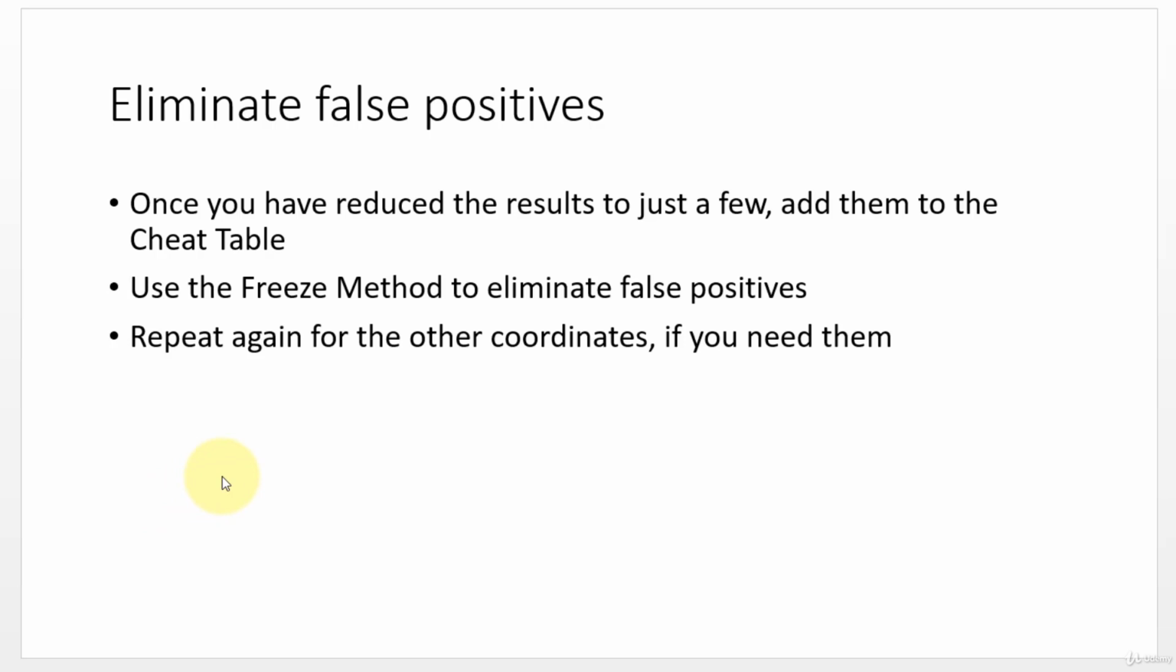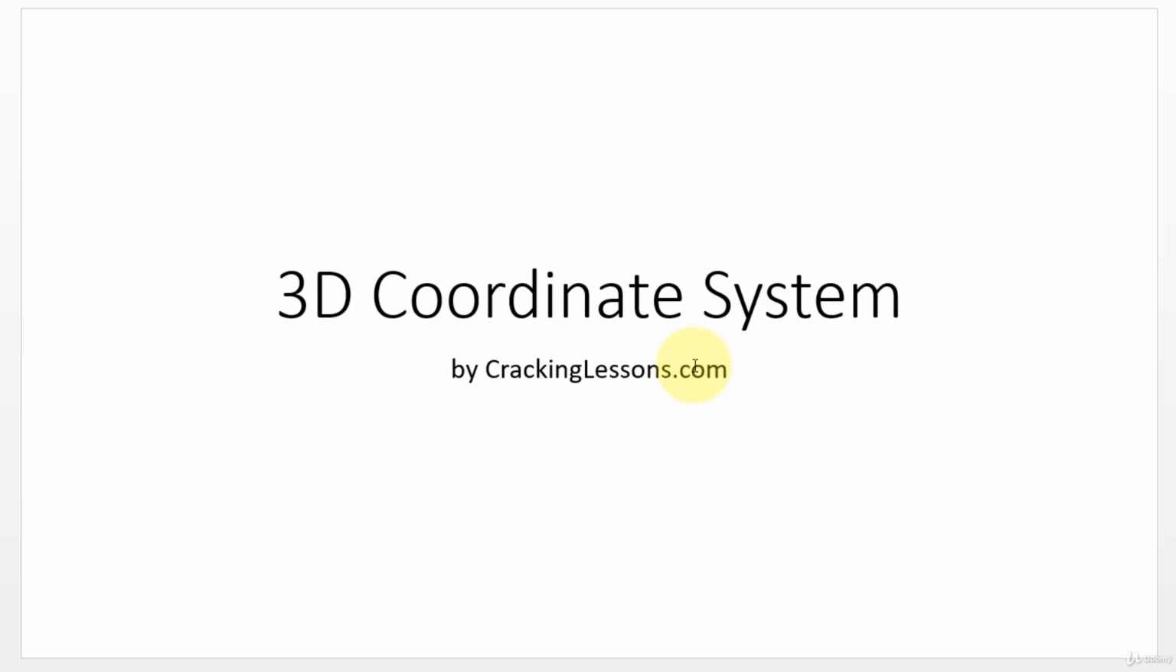So this is the method in a nutshell of what a 3D coordinate system is and how to scan for unknown values using Cheat Engine. In the next lesson, I will show you how to do this using Cheat Engine.